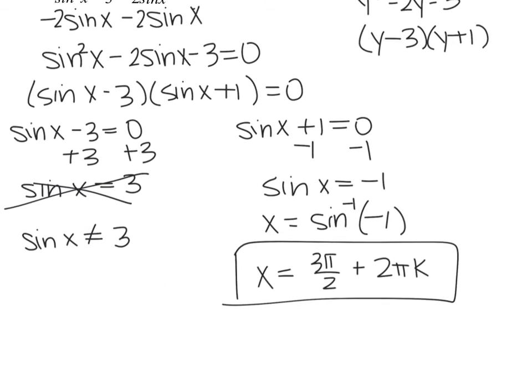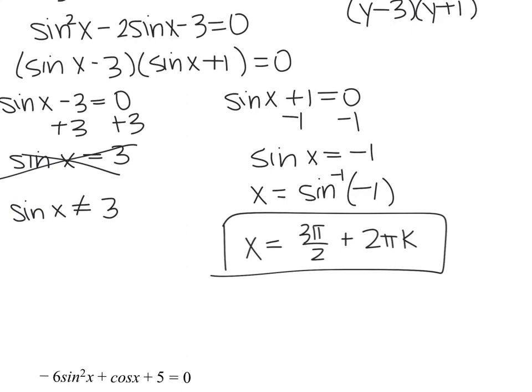You could also again write the solution in terms of degrees. So you can get x equals 270 degrees plus 360k. These are equivalent answers.